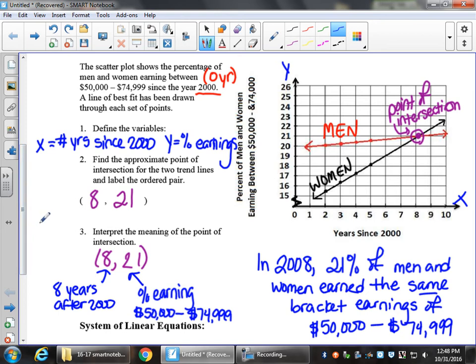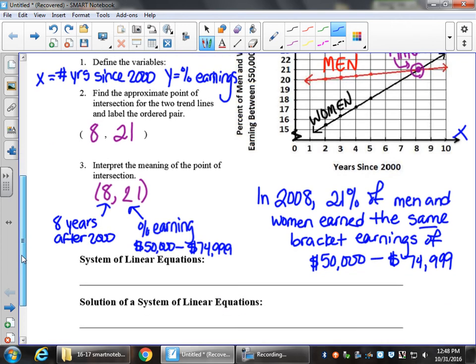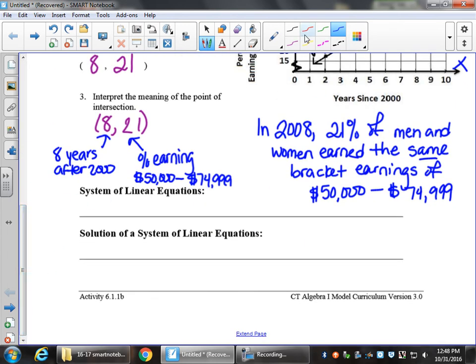Now that our minds are warmed up with this idea of finding where two lines intersect and then actually analyzing its meaning, let's talk about some important definitions. A system of linear equations, from last year, again, prior knowledge, is when two or more lines or linear functions are graphed on the same plane.